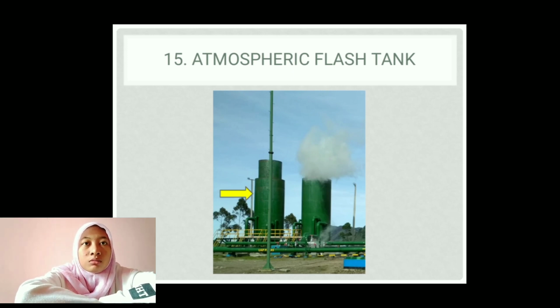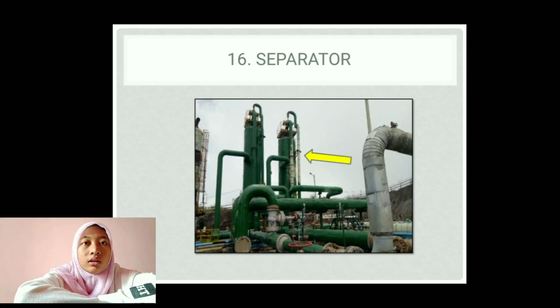The atmospheric flash tank is a layered cylinder which is given a coating to settle the sound, and the top is open. AFT also functions to flash brine so that low pressure brine is obtained and to control the flow of fluid to be discarded. Number 16 is separator. The separator functions to separate the two-phase fluid from the well production into a vapor phase and a liquid phase.